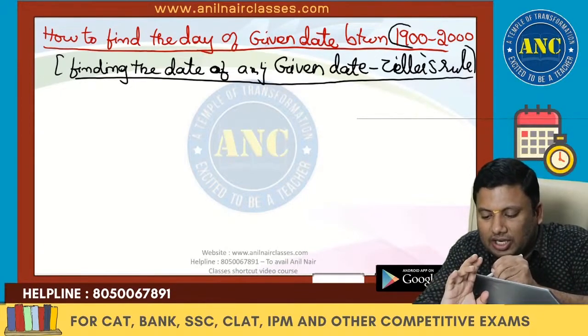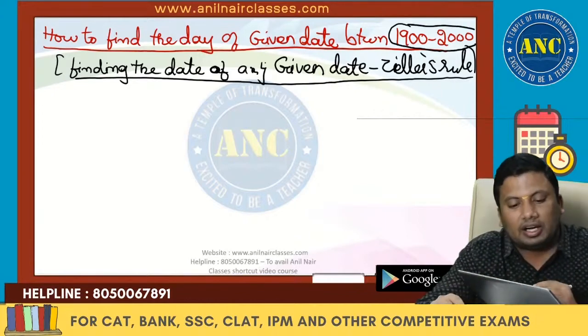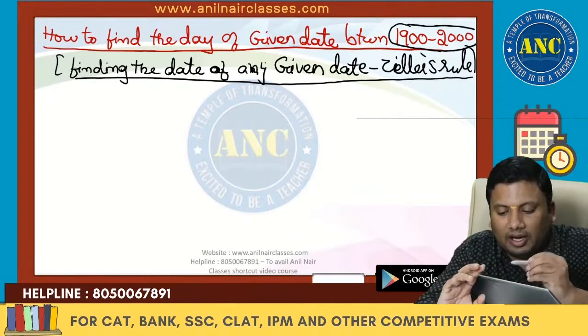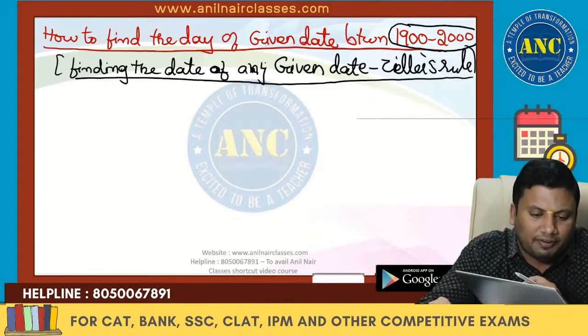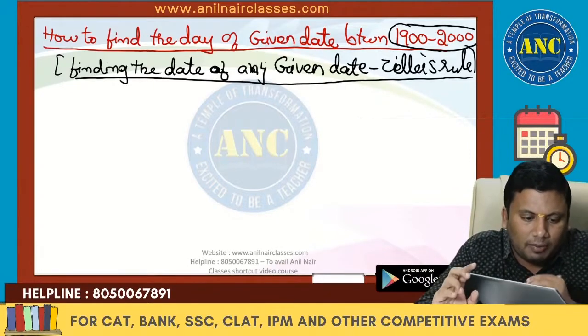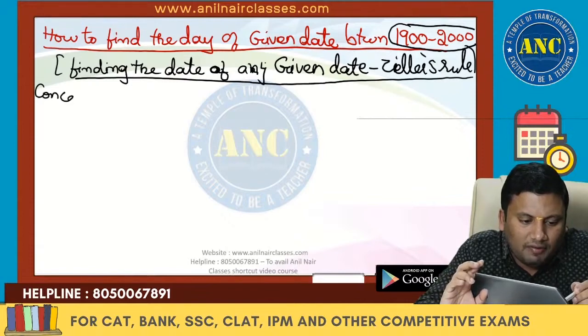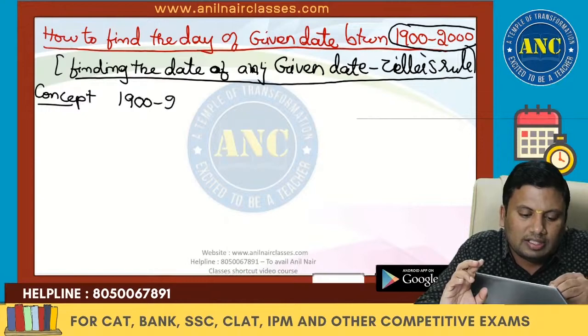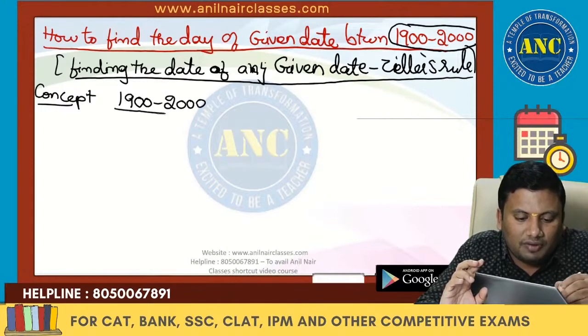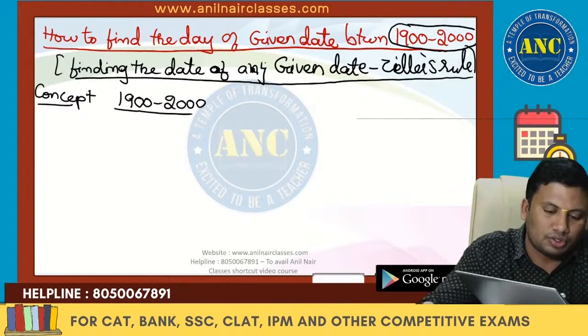First we are restricting ourselves to 1900 to 2000. Then I will tell you how to find the day of any given date. Probably that will be the end of the last concept for today's problem. See here, we are focusing on 1900 to 2000. Listen carefully.